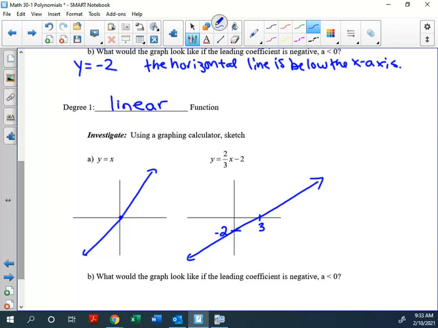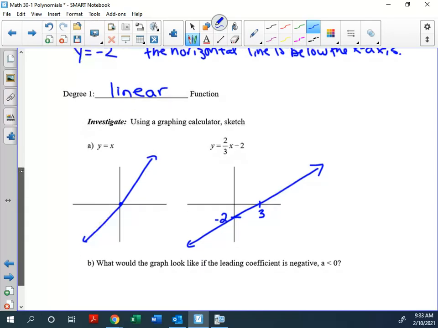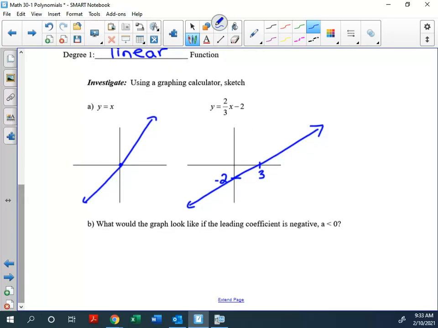All good? All right. So the leading coefficient, in this particular case, the slope, would be different if it was negative. So if my leading coefficient was negative, if my slope was negative, what effect does that have on the graph? Instead of an increasing line, it's a decreasing line. The line would decrease. We know that. We're just refreshing these generalizations we're going to make.